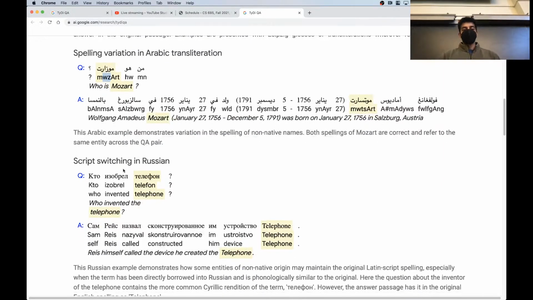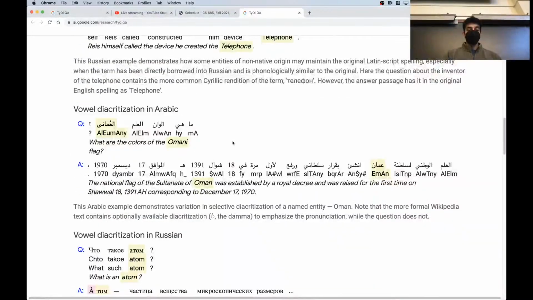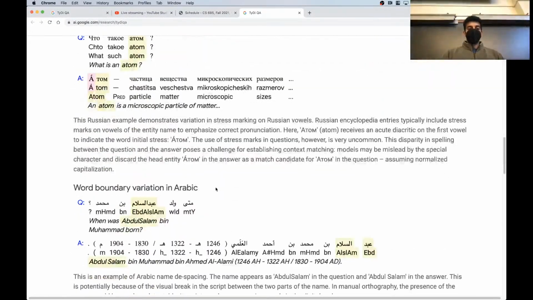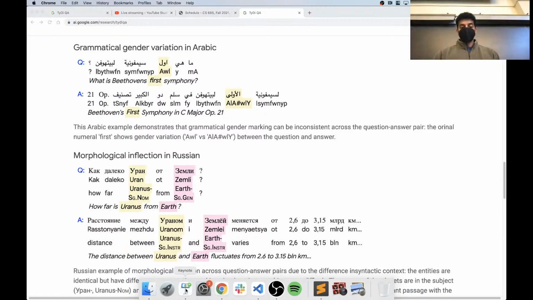There are other cases where you have script switching. Sometimes in Russian, you might have the script version of telephone, or it could just be in English, right? This is very common in many languages. You might see text from another language like English interspersed, and the models have to be able to deal with this phenomenon as well, because it's very, very common. There are many other things common to one language or a family of languages, and this data set has all of these phenomena. So pretty cool data set.